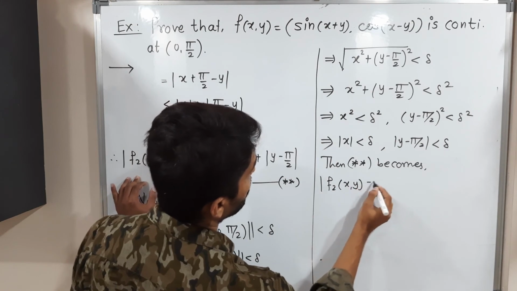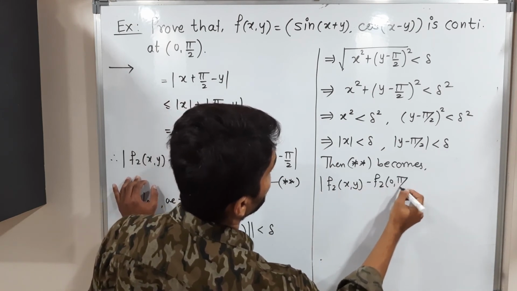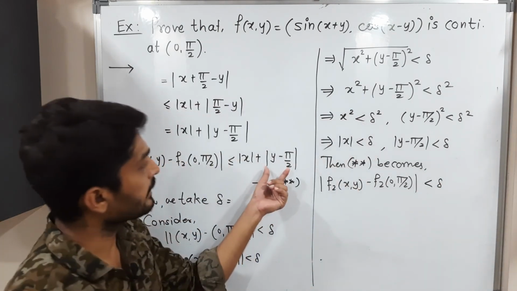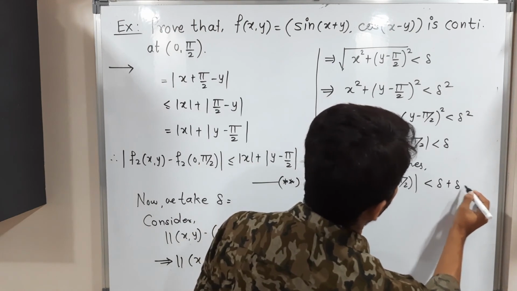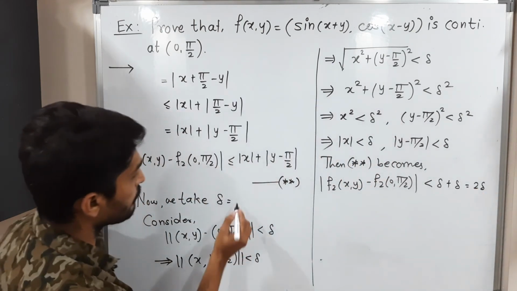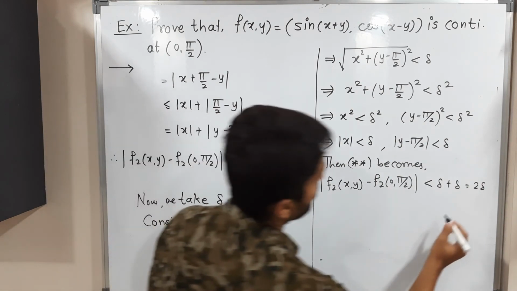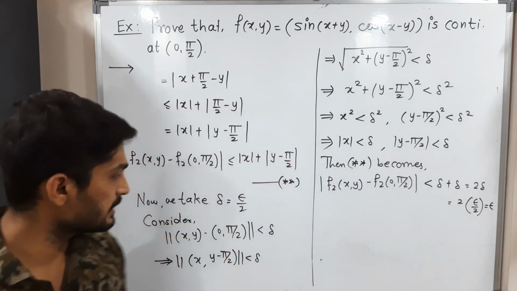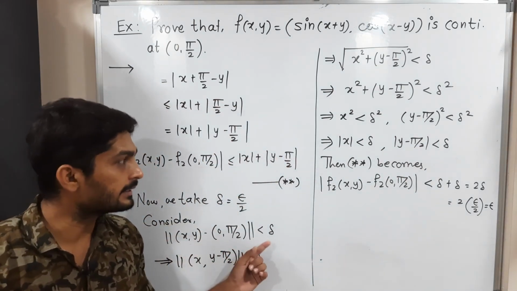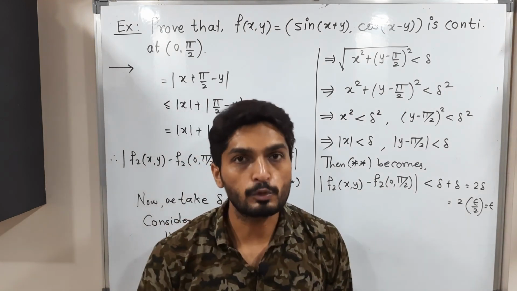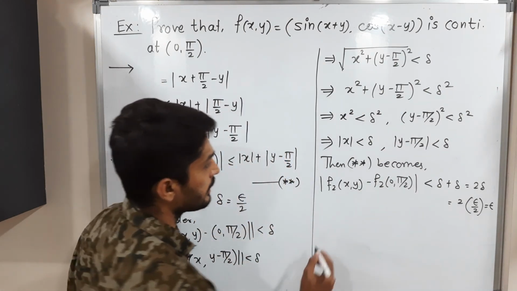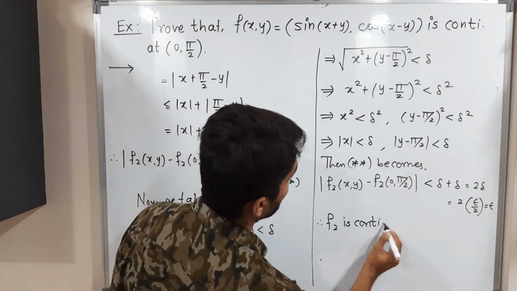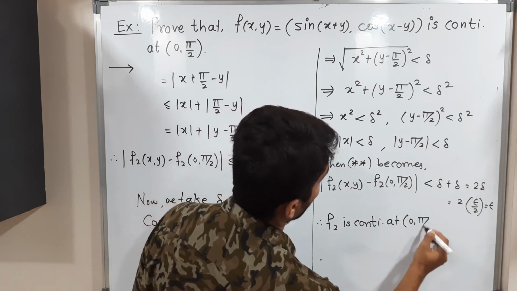Mod f2 of (x, y) minus f2 of (0, pi by 2): mod x is less than delta, so this is less than delta. The second term is also less than delta. Delta plus delta is 2 delta, so my choice of delta should be epsilon by 2. 2 times epsilon by 2, the 2 will get cancelled, and we get epsilon. So we started here with norm less than delta and we got mod less than epsilon. Therefore I can declare f2 is continuous at (0, pi by 2).